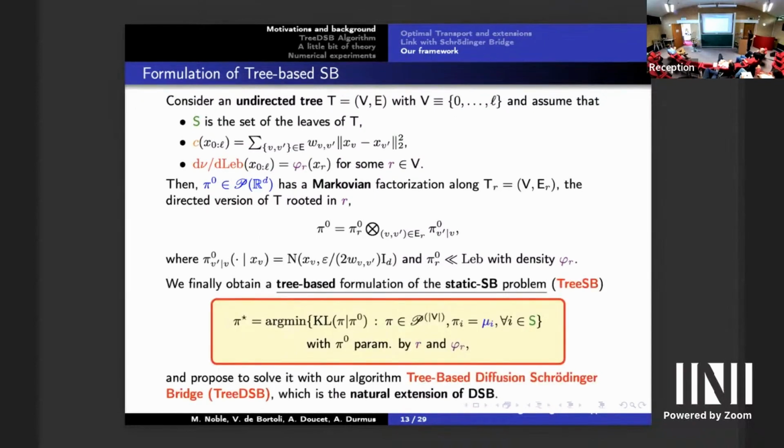Okay, and so now if I have something which is Markovian, I recover some kind of Schrödinger Bridge idea. If I have something which is a probability distribution, this is great. So now what I end up with is a tree-based formulation of the static Schrödinger Bridge problem. I recall that I have this constraint, so the subset of the vertices where I have constraints is the leaves. So I impose marginals on the leaves of my tree. I have this mu I, and this pi naught, which is my reference measure. And you have two parameters, the choice of the node and the choice of the potential on the node, and you simply have this factorization.